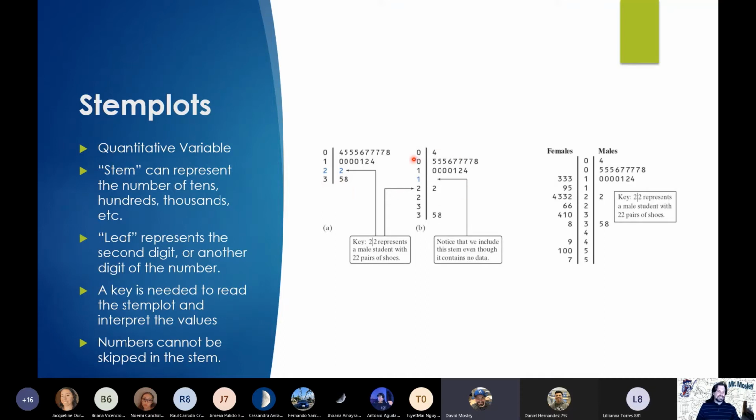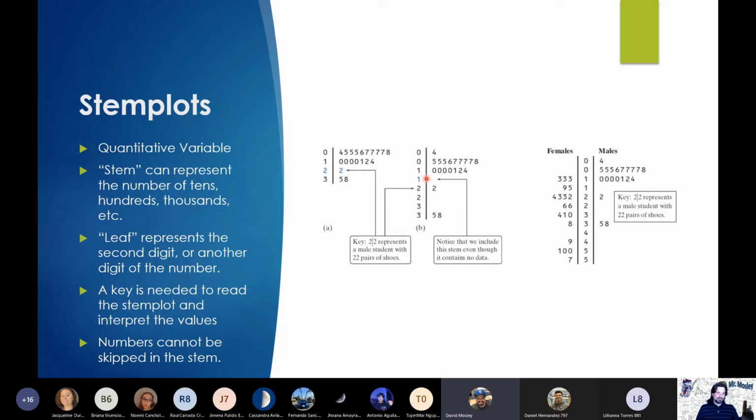The next one is a split stem, where now we split each stem into 2 rows. So we get 2 spots for 0, 2 spots for 1, 2 spots for 2, 2 spots for 3. It's representing the same data as in graph A. But the first row only gets leaves from 0 to 4. The second row gets the leaves from 5 to 9. And then 0 to 4, 5 to 9, 0 to 4, 5 to 9, 0 to 4, 5 to 9.